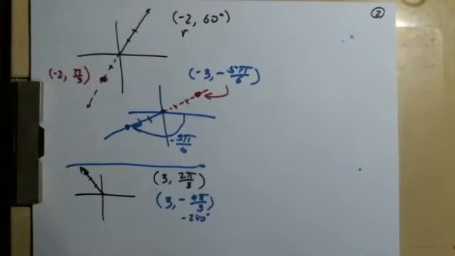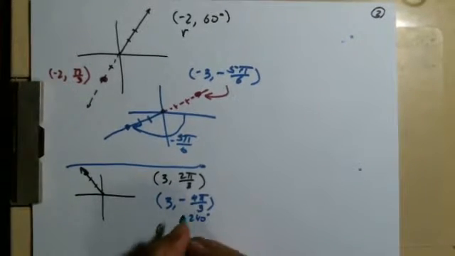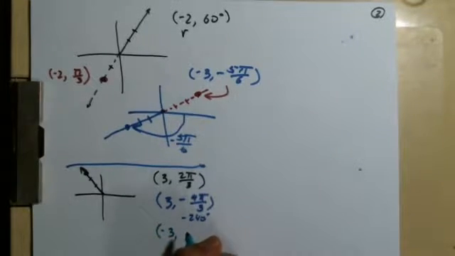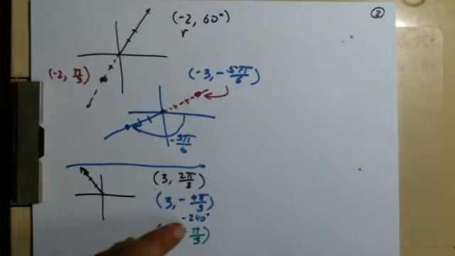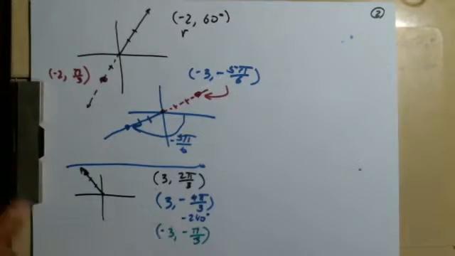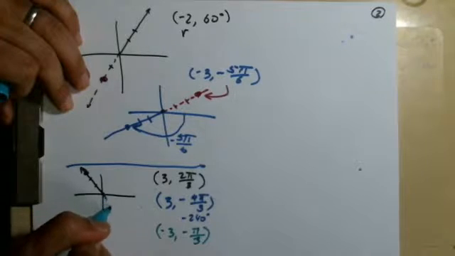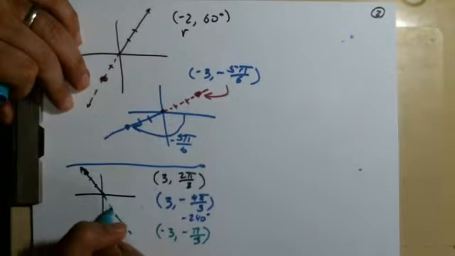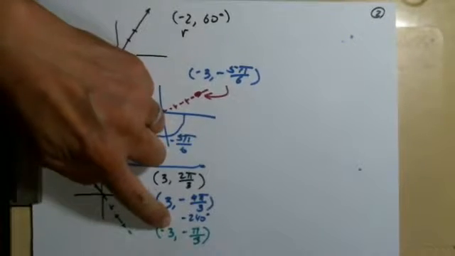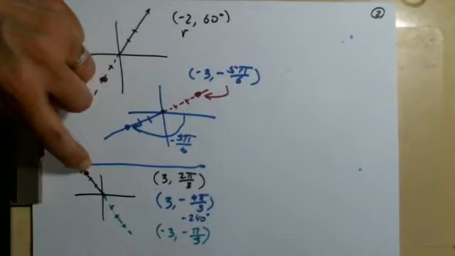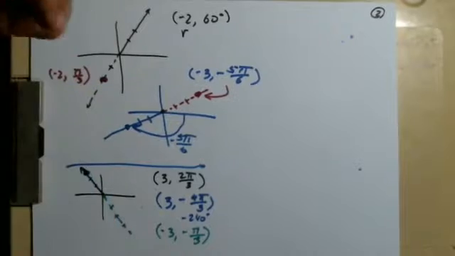Let's try another one. Let's try (−3, −π/3). Let's see what that looks like. Well, first of all, π/3 is 60, so negative of that is negative 60. So here it is. And it's going 3 this way. It's got a negative, which means it's going the opposite direction. Wow, it happens to be the same point again.